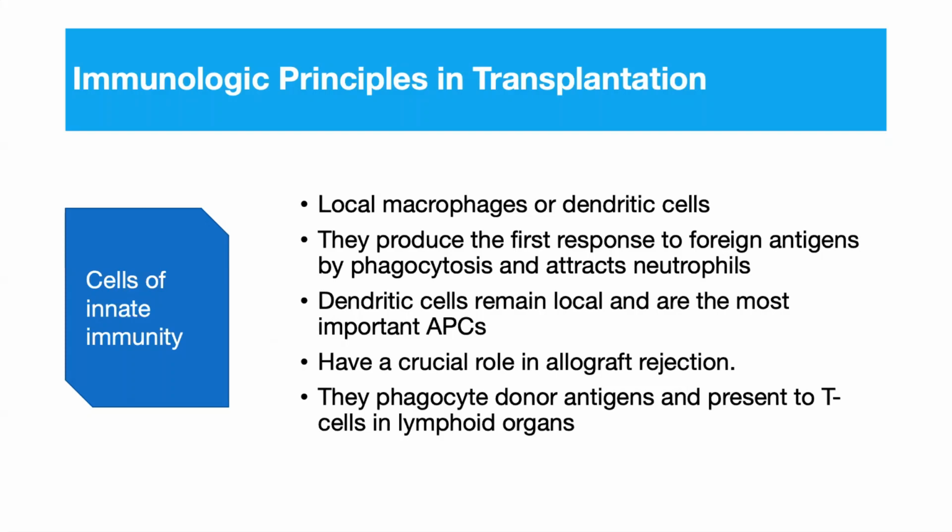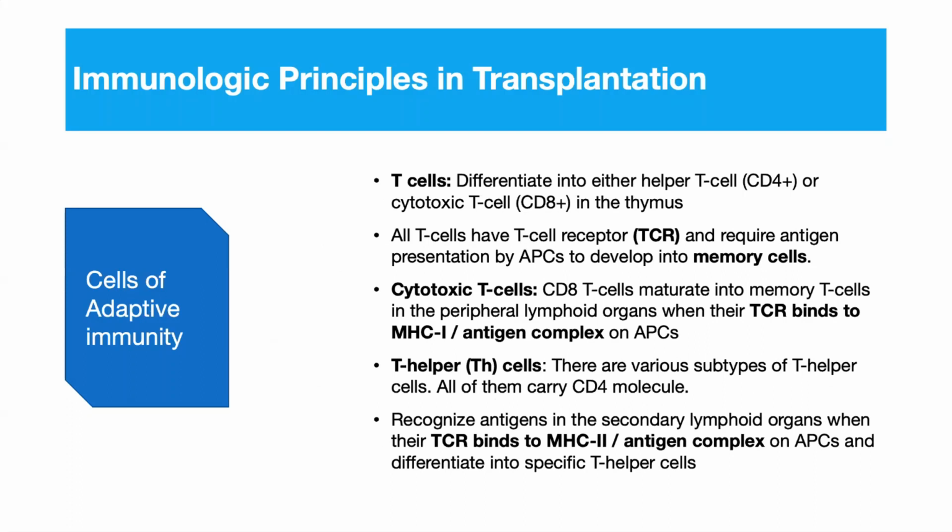Okay, so the other, adaptive or humoral immunity, is where you have different types of cells, the T cells, which could be either helper cells, which is CD4, or the T cell CD8, which are actually produced in the thymus. Okay, all these T cells have T cell receptors and require APCs to develop into memory cells. Okay, antigen presentation is very vital in rejection of grafts. The CD8 or cytotoxic cells mature into memory T cells in the peripheral lymph organs like lymph nodes and spleen and all.